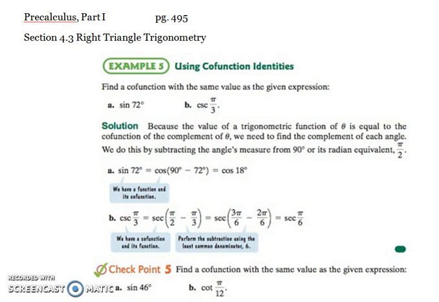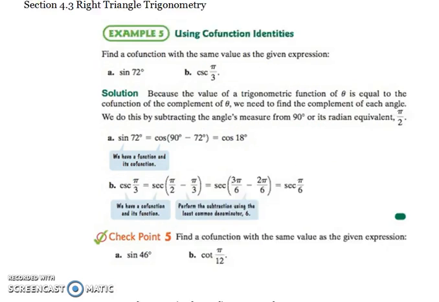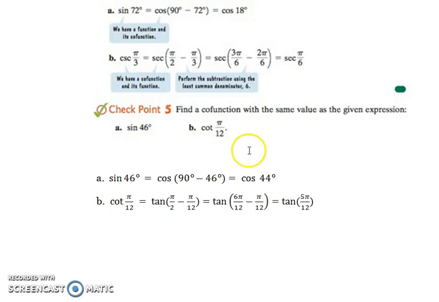Okay, so if we're going to do cofunctions for the sine of 46, the cofunction for sine is cosine. So 90 minus 46 leaves us with 44 degrees. You're not calculating anything here other than the subtraction. They just want to know what value would be the same as.